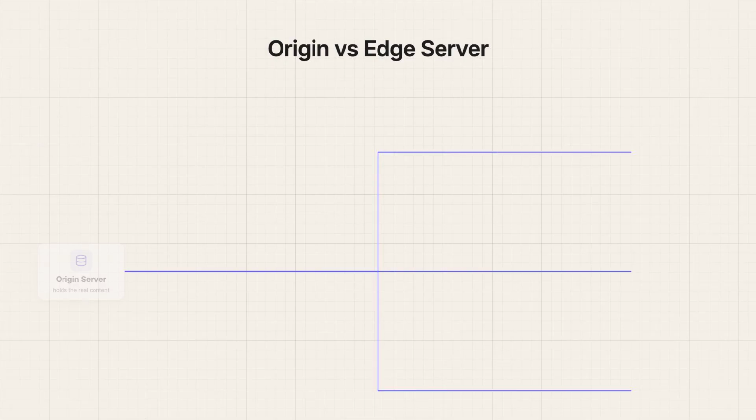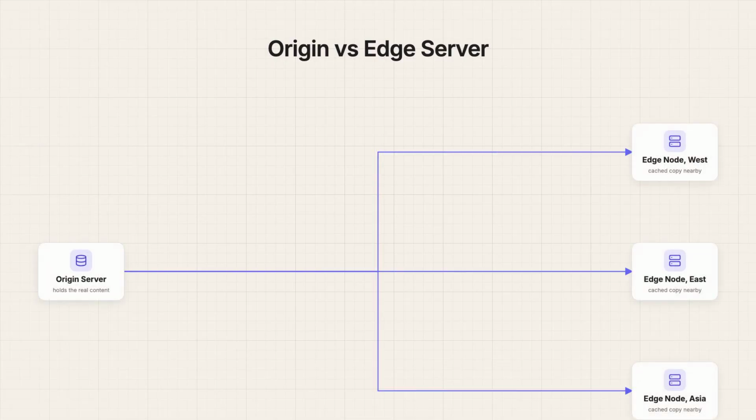The origin server is the single source of truth. It holds your actual files, your database, your application. Edge servers are copies placed closer to users. They store cached versions of your content and serve them without bothering the origin. The origin generates once, and the edge delivers many times.